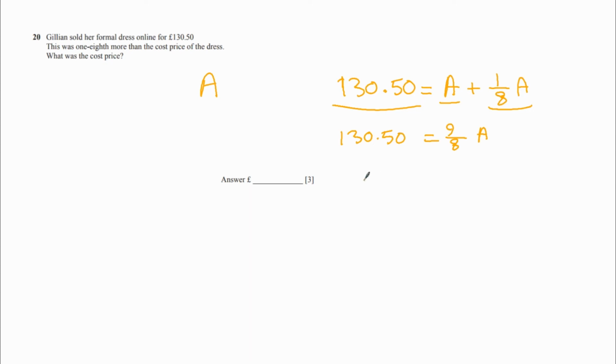So 8 times 130.50 equals 9A. We divide both sides by 9. So A would be equal to 8 times 130.50 divided by 9. If I put this on a calculator, 130.5 times 8 divided by 9, the answer is 116. So the answer is 116, which is generally good news.